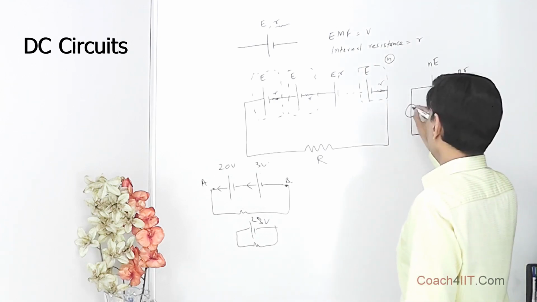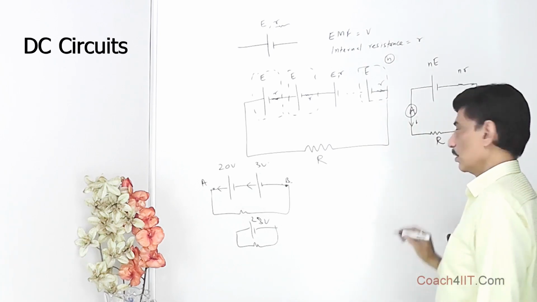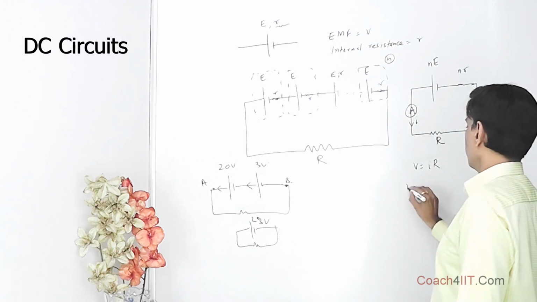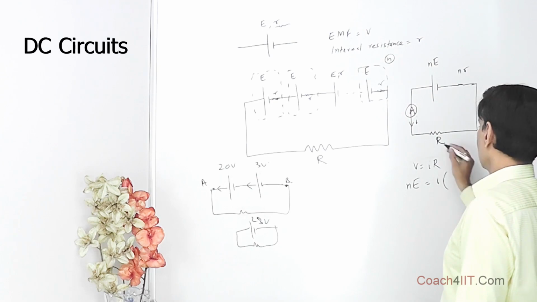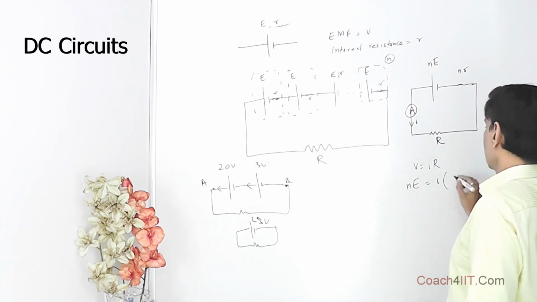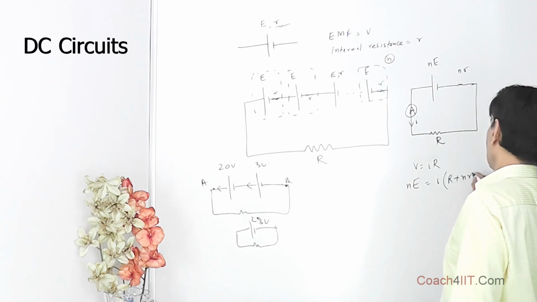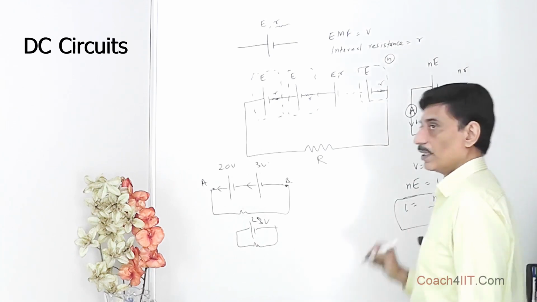Now we are interested in finding what is the ammeter reading, or that is what is the current which is flowing in the circuit. We know V is equal to IR. What is V? V is going to be N into E. What is I? We have to find out. What is R? This capital R and NR are in series, so we can write it R plus NR. So I is going to be NE over R plus NR. This current shall be flowing in the circuit.